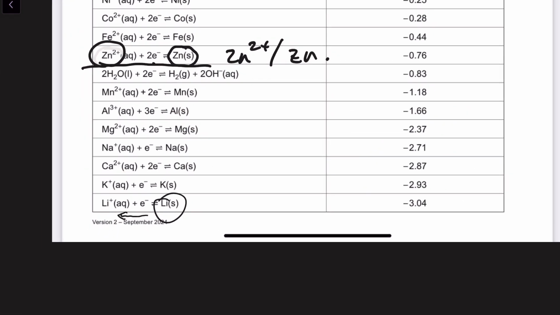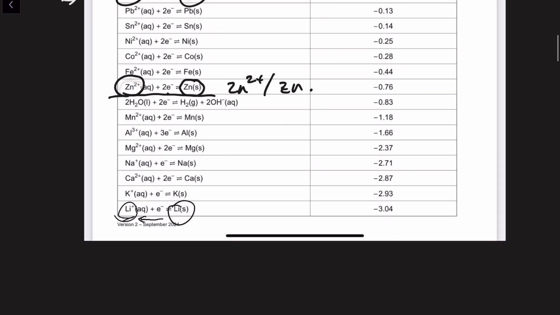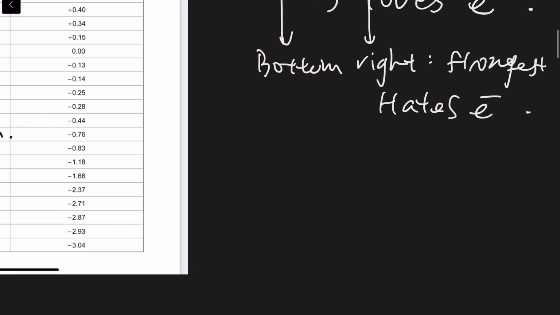And conversely, the lithium ion is very stable. So it really doesn't want to gain an electron to return back to lithium. So lithium ion is very unreactive, but lithium solid is very reactive. It would react vigorously with air. So that's how reactive it is.